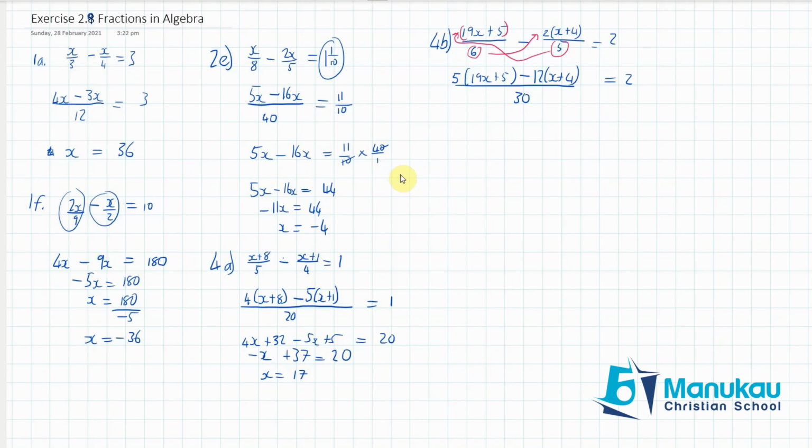Okay, I'm going to multiply both sides by 30, so that will get rid of this, and that'll make that 60. 30 times 2 is 60. Now, I'm going to expand my brackets. So 5 times 19 is 95x. 5 times 5 is 25. So I'm just expanding here. Minus 12x minus 48 equals 60.